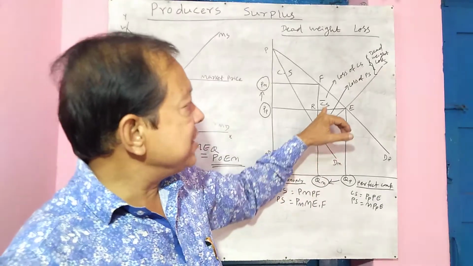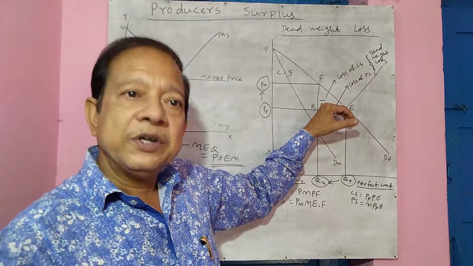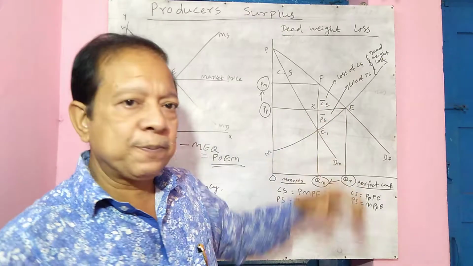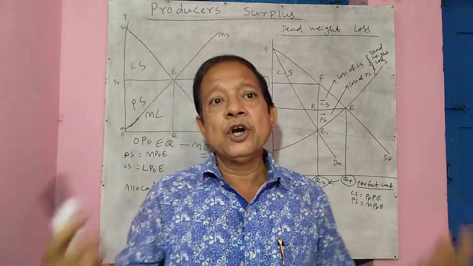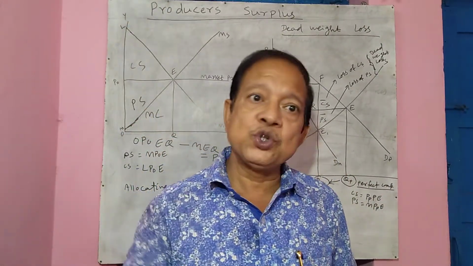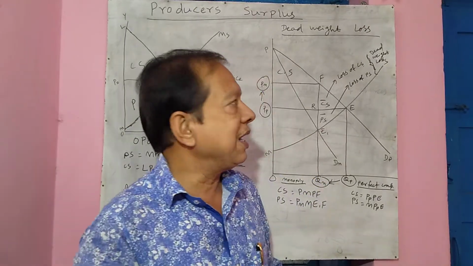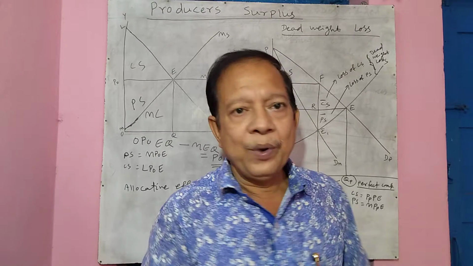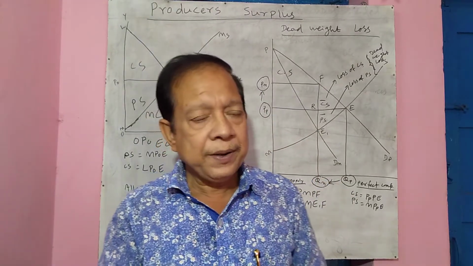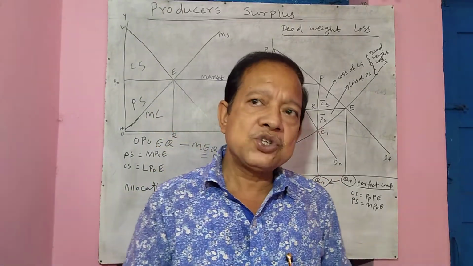Therefore, this deduction in consumer surplus and producer surplus is nothing but a deduction of surplus to society as a whole, to the economy as a whole, to the market as a whole, which we call deadweight loss. Okay? Thank you very much.